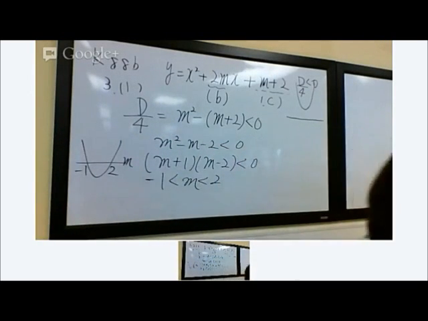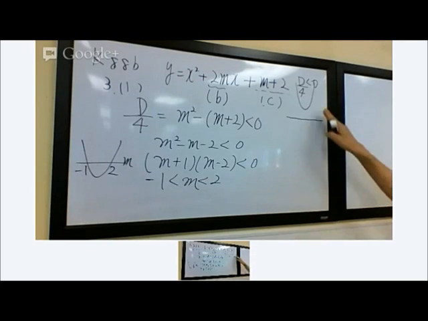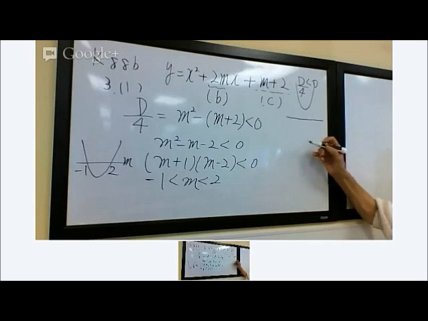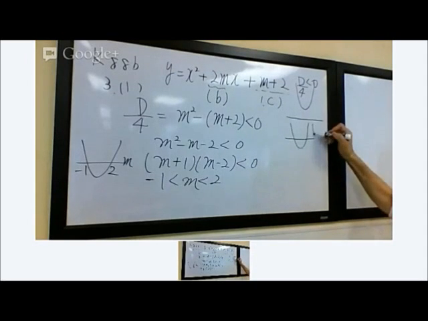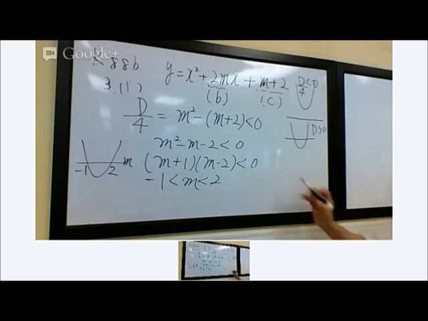Number 2 is a little bit different, right? The graph crosses the x-axis at 2 different points, which means now it's not this one anymore. Two different points means D is greater than 0. So D above 0. That's it.